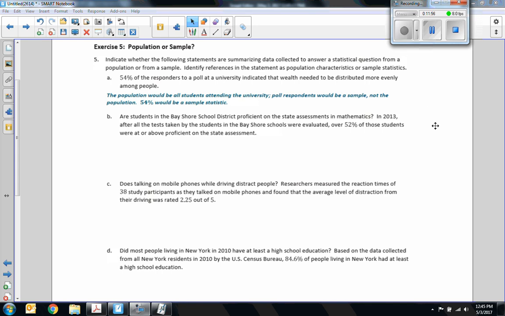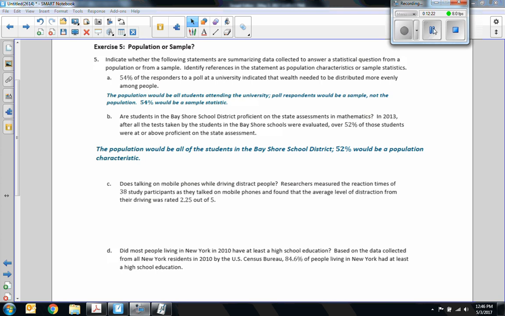B, are students in the Bay Shore School District proficient on the state assessments in mathematics? In 2013, after all the tests taken by the students in the Bay Shore schools were evaluated, over 52% of those students were at or above proficient on the state assessment. So the population would be all of the students in the Bay Shore School District. 52% would be the population characteristic.